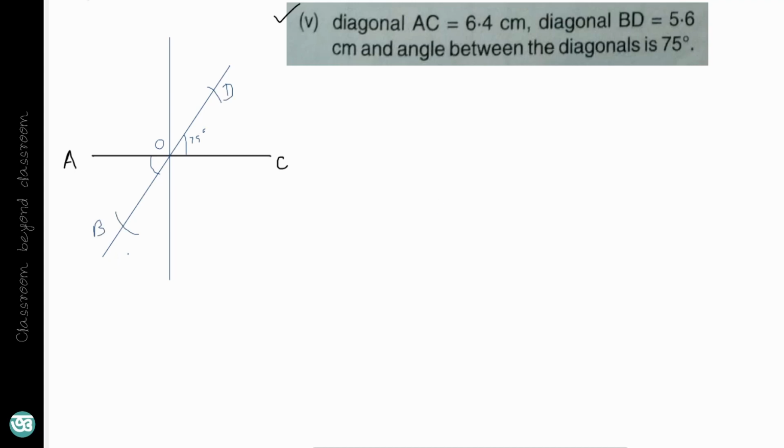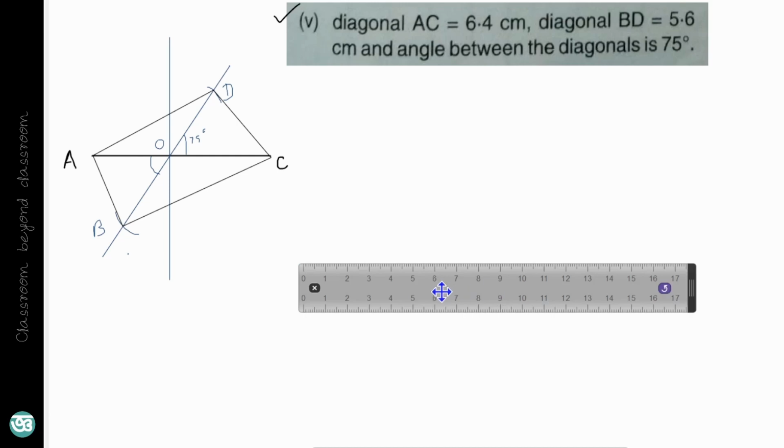Now if we join the points, what we will get? This is AB, this is BC, and this is CD, and this is DA. This one does not look like a parallelogram because this is a rough diagram only. Now we'll construct the actual diagram. So what will we do?